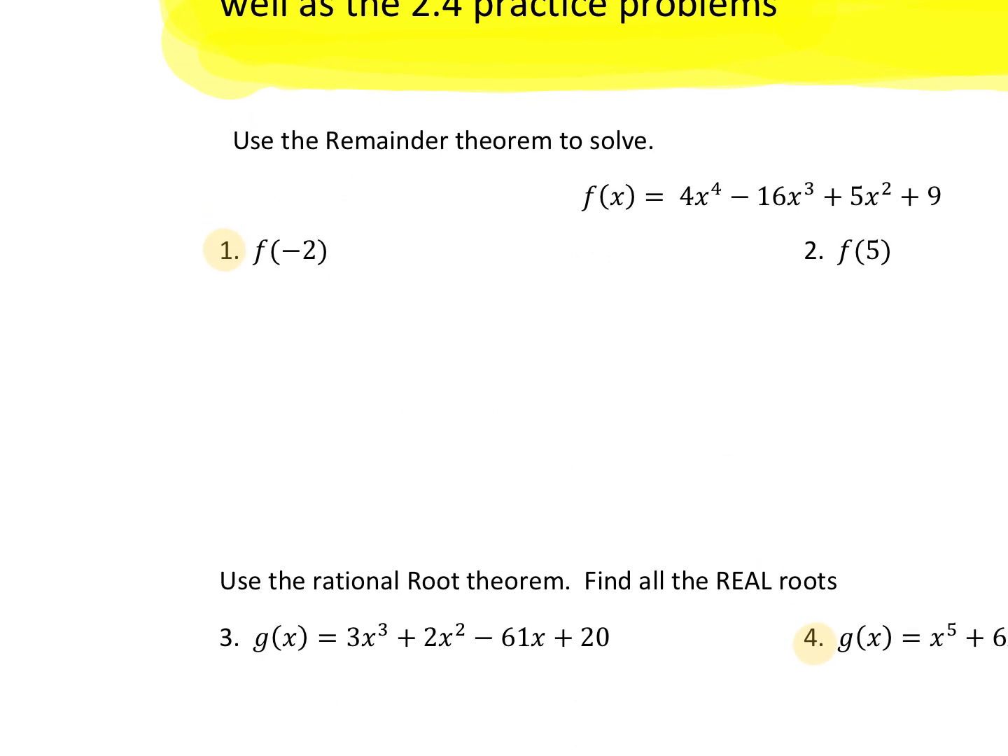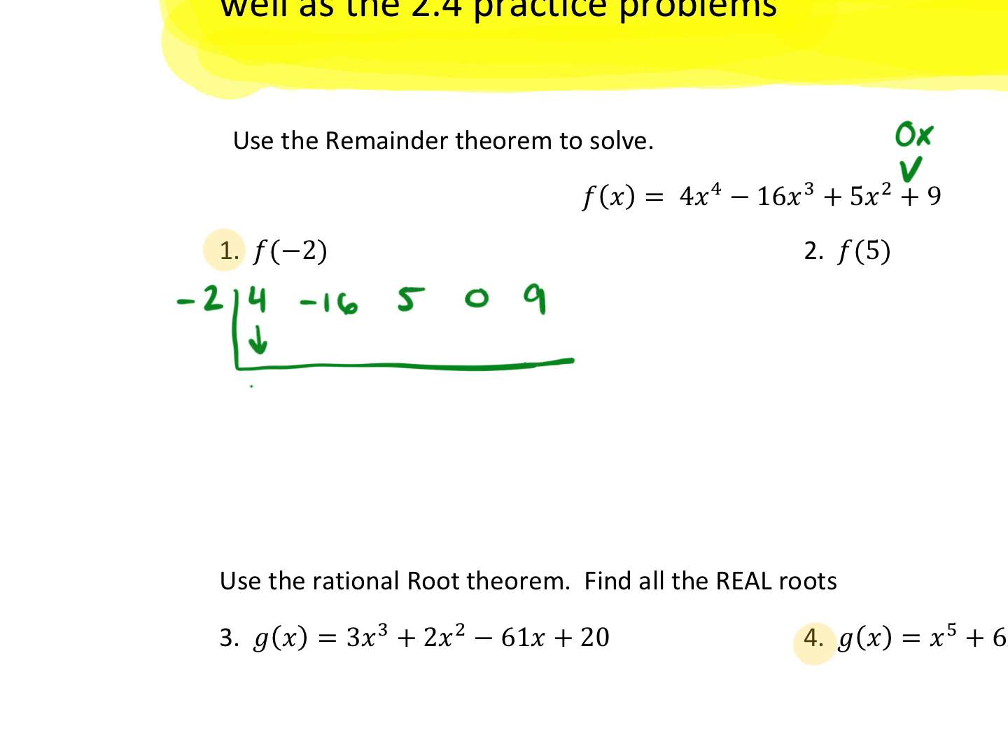I'm going to do one of each type of question. Looking at number 1 first, we want to use the remainder theorem to solve. Here it tells us exactly what we're going to put outside the box, -2. Inside the box, we need to make sure we're not missing any terms. I have x to the 4th power, 3rd power, 2nd power, but I'm missing x to the 1st power. So in that spot, I'm going to put a 0x. This was a very common mistake that people made on the quiz. So don't forget to put a 0 in that spot. So we have 4, -16, 5, 0, and 9.